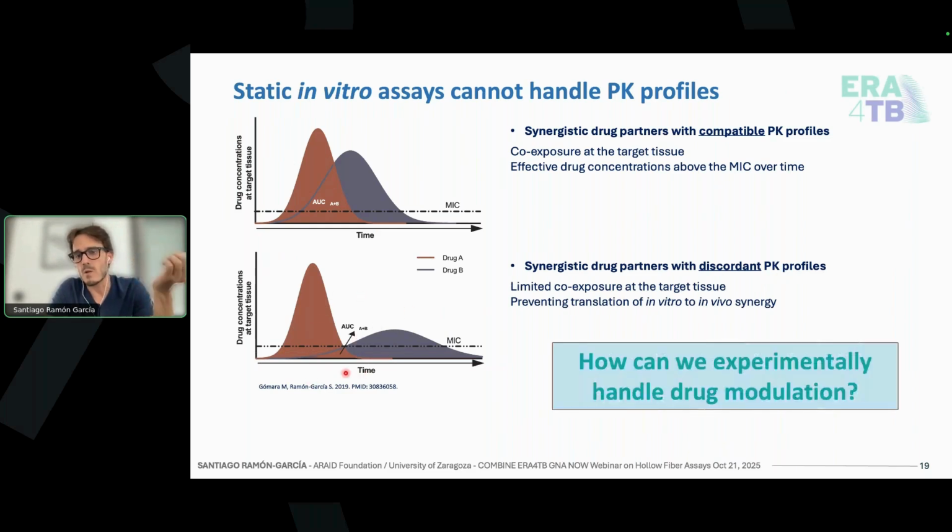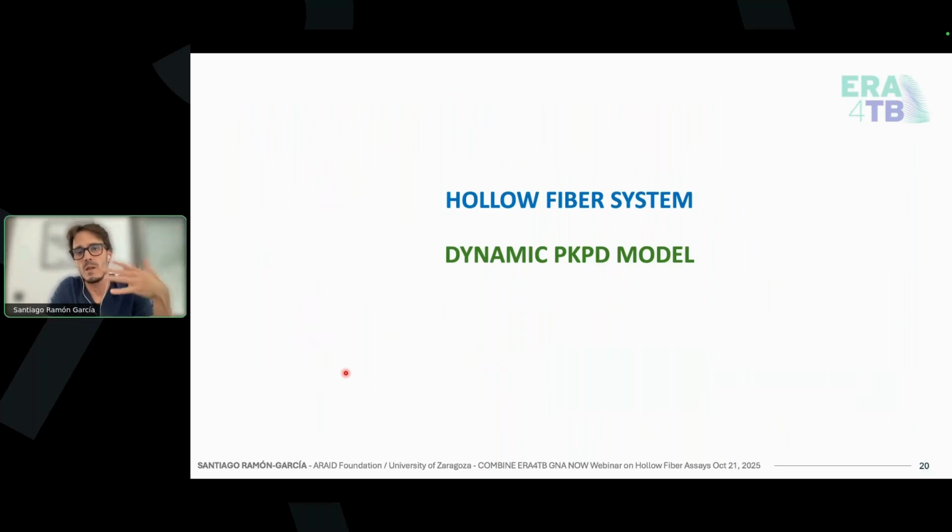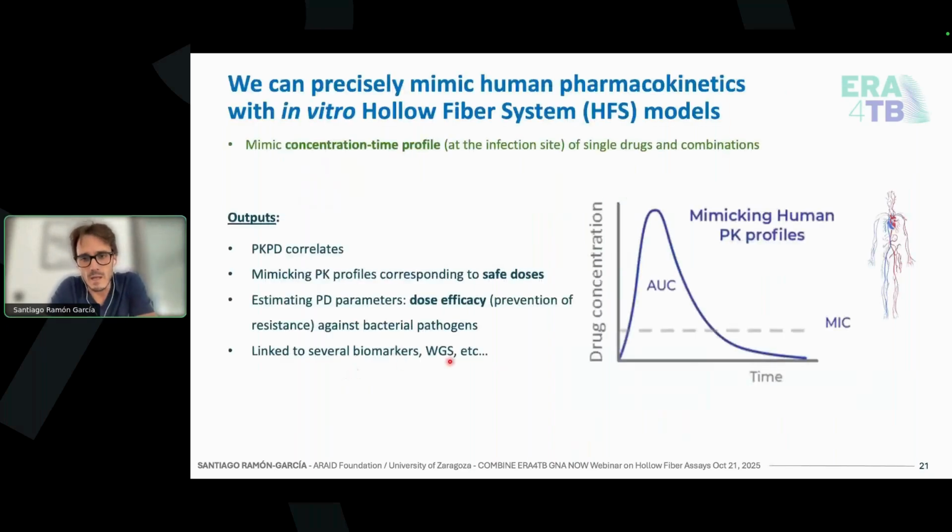So the question is, how can we experimentally handle this modulation? And here is where the hollow fiber system and the dynamic PK/PD models come into play. As mentioned in the previous talk, the hollow fiber allows us to mimic a human PK profile. We can take a PK profile at the site of infection, being blood, lung, wherever it is, and mimic it in vitro. We can play with doses that are safe and understand the efficacy of these doses against different bacterial pathogens. This can be linked to different biomarkers, as I mentioned before for time kill assays, or whole genome sequencing, etc.